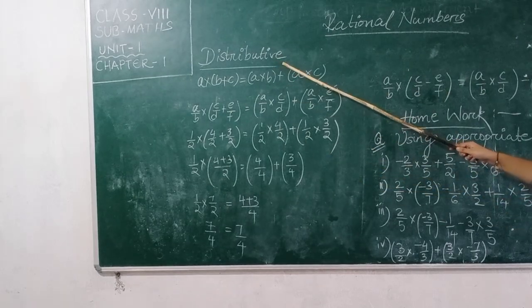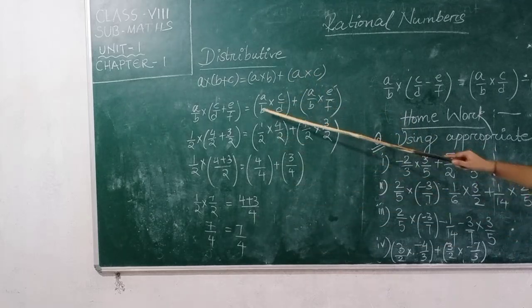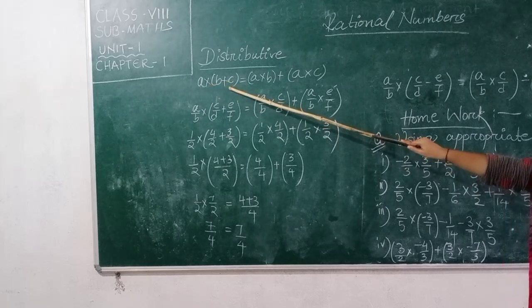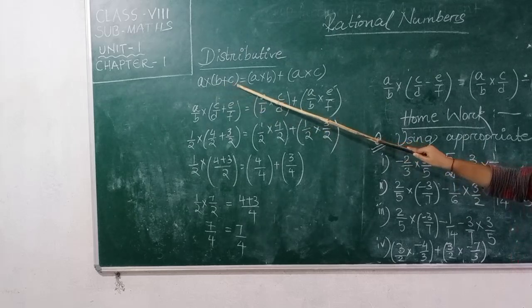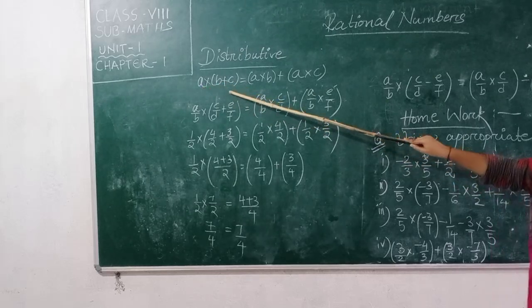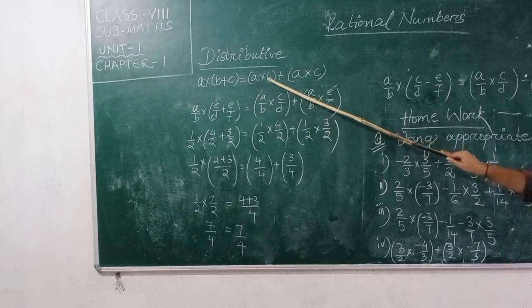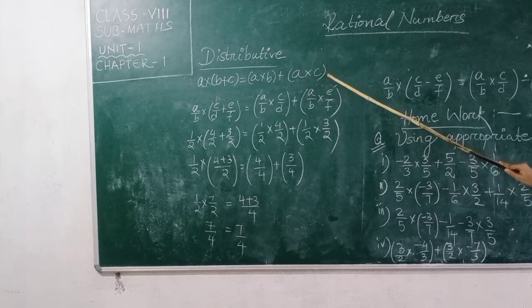So till now we have observed properties where only one operation is there. Here if we observe, two operations are there, that is multiplication and addition. So A into (B plus C) equals A into B plus A into C. See here, A into (B plus C) equals A into B plus A into C. This is for which case? For the whole numbers case.